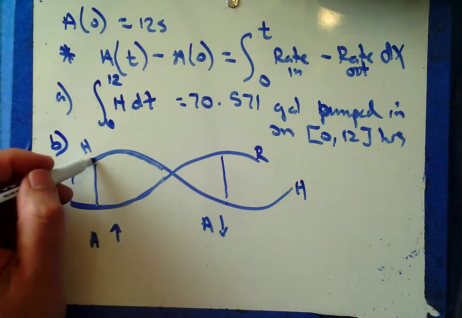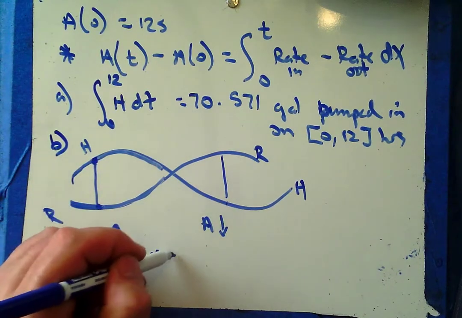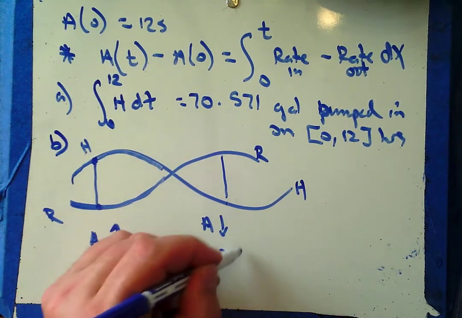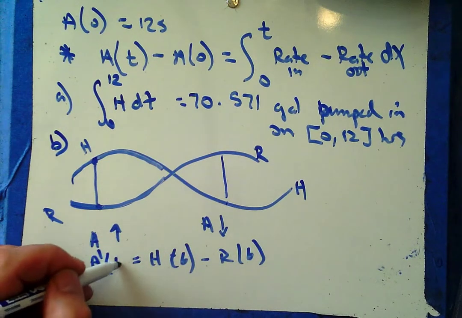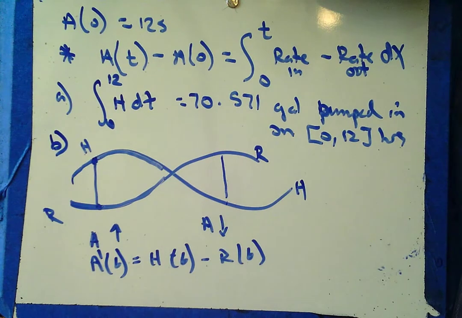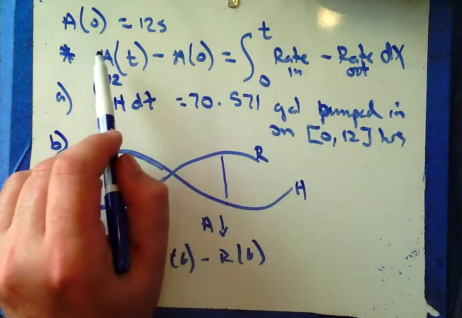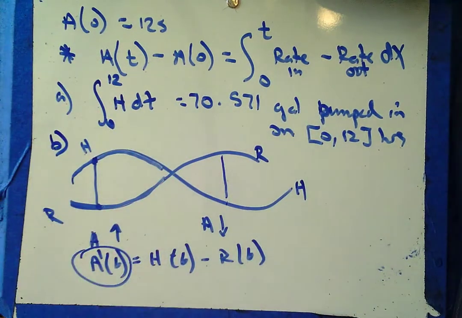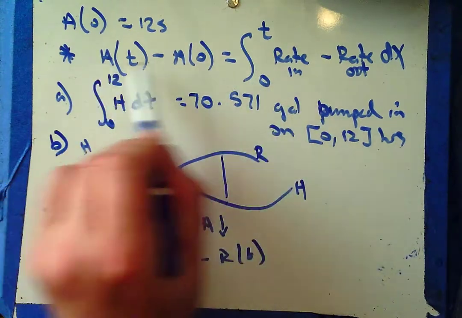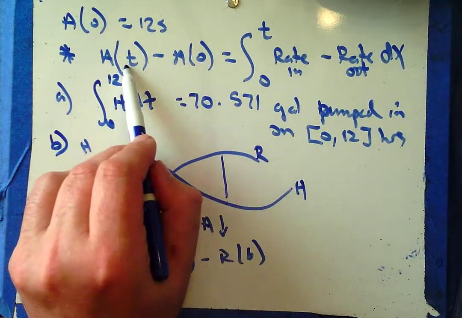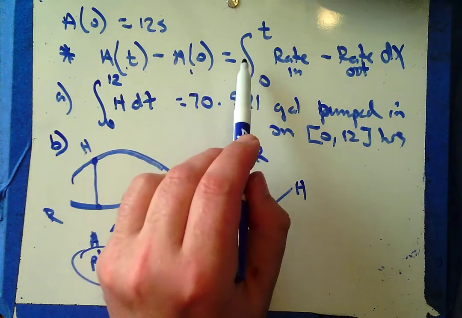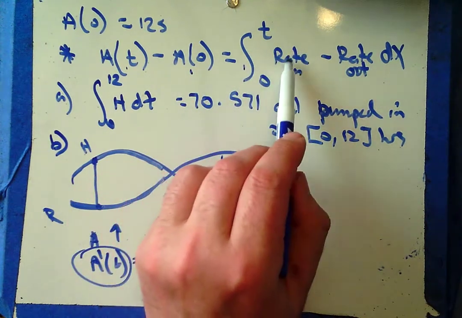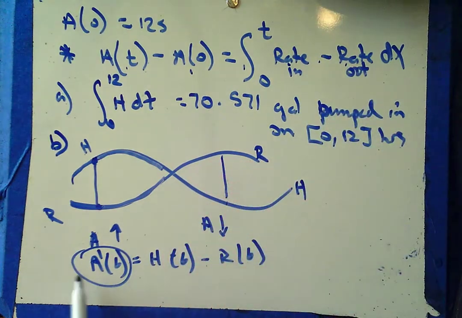And so I want to consider h minus r. h of 6 minus r of 6 to say something about A prime of 6. So let's take a look at this. And in fact, we could go back up here and say, hey, I want to know the rate of change in the amount. So we'll take the derivative up here. The derivative of this is A prime. The derivative of a number is 0. And the derivative of this integral is just going to be h minus r. And so that's where this comes from.